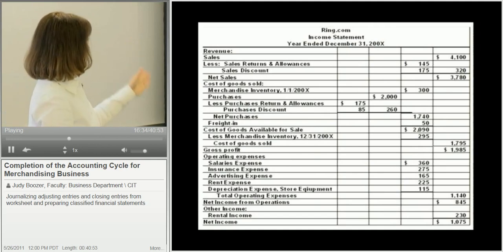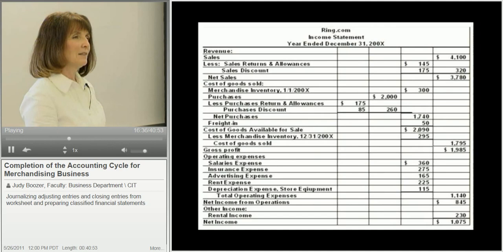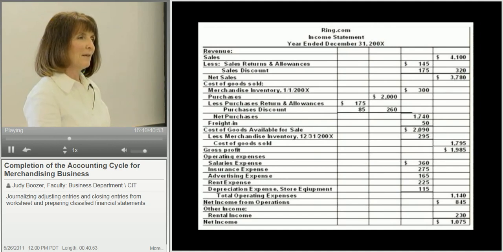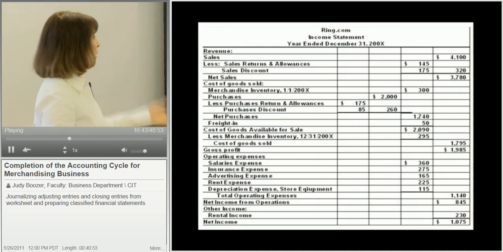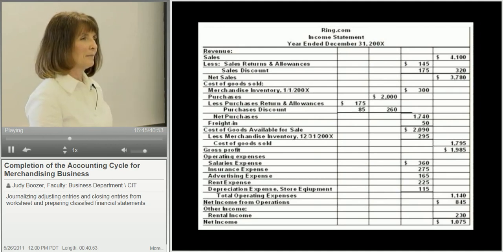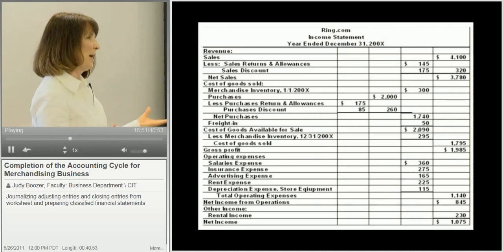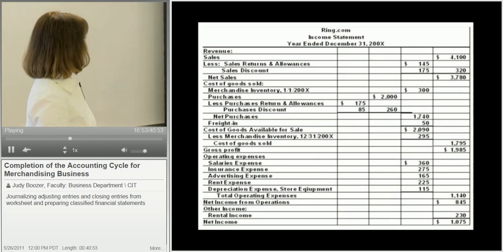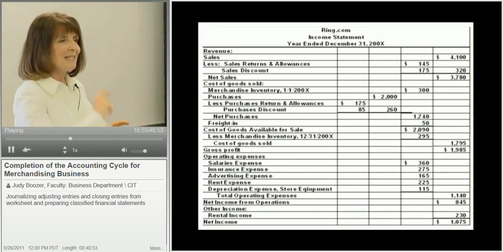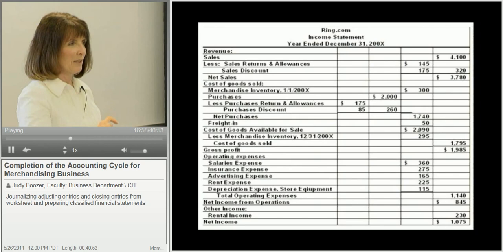So notice the expenses are all listed there. We total them up, and then what do you do with the total expenses? Subtract them from the gross profit. Kind of like your gross pay. You have your deductions, you subtract it, and that ends up with your net pay. Same concept here.